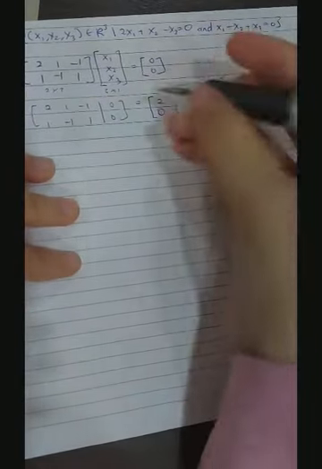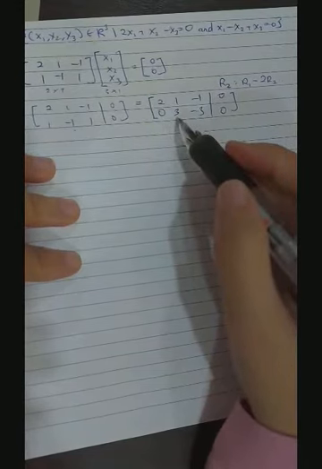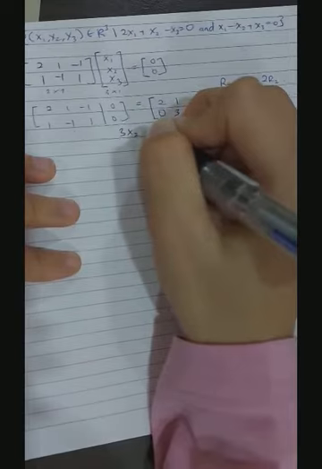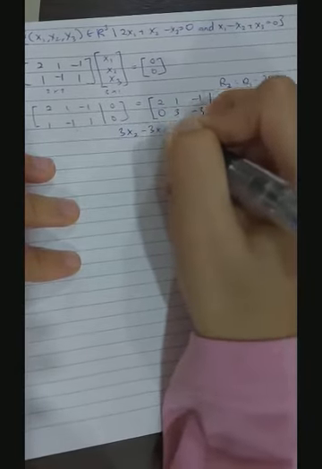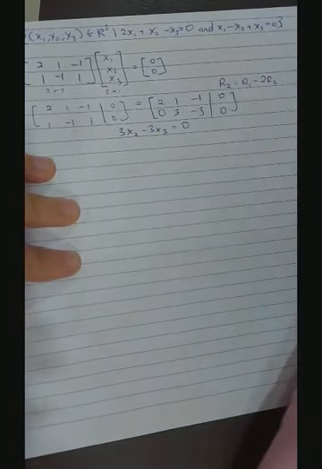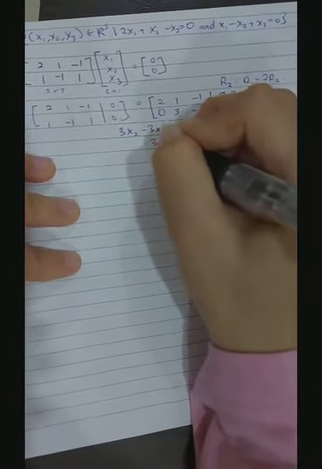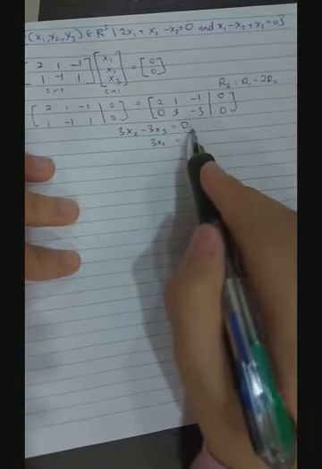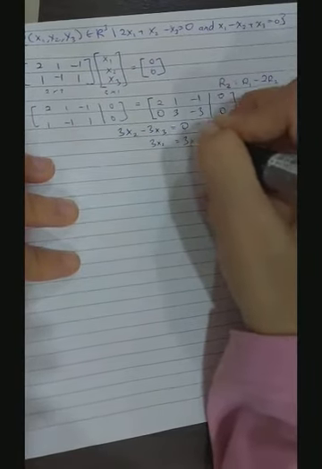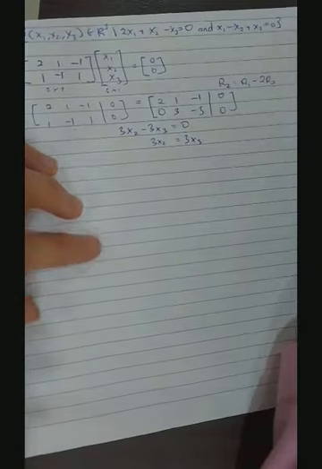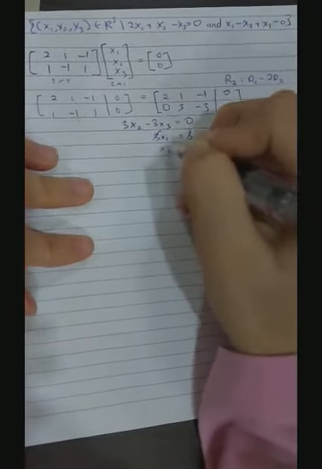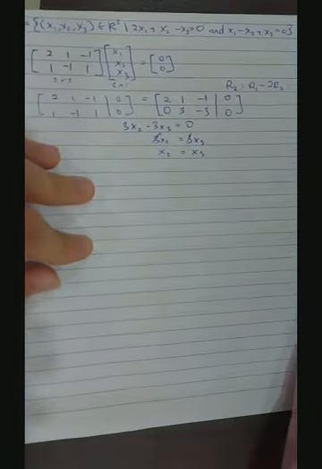So from here, we can take 3x2 minus 3x3 equals 0. So our 3x2 equals, we bring this negative 3x3 to the right hand side, 3x3, and then so we have our x2 equals x3. So this is x2.